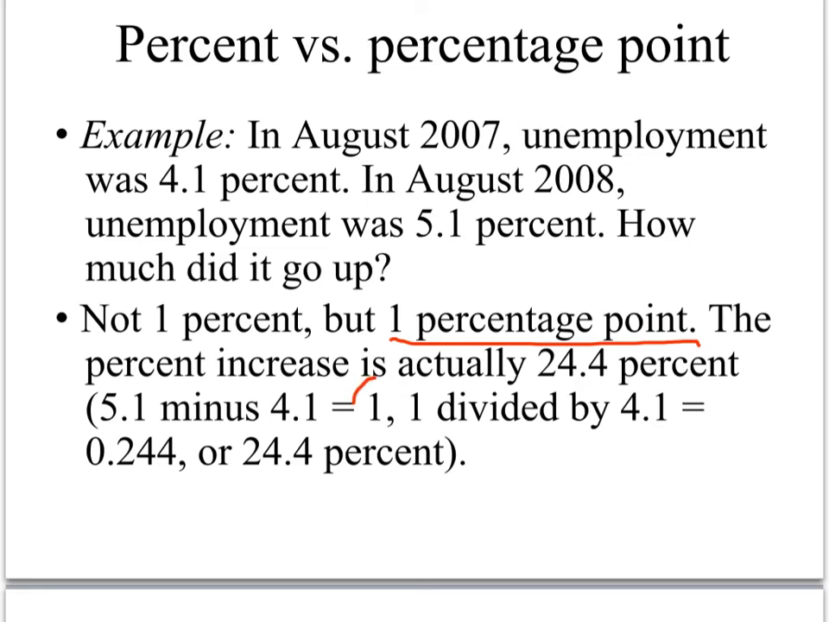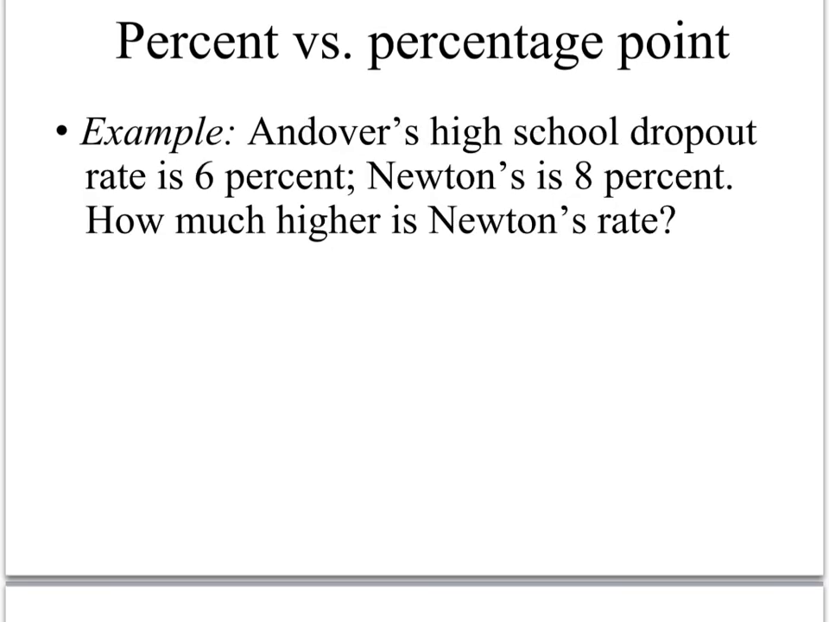And how do you find that? You find the difference, you divide it by your earlier number, you get your decimal, you move your decimal point 2 places to the right, and you get 24%, 24.4. Okay, so there's a big difference between going up 1% and going up 24.4%. Big difference in that, so make sure that you get that straight.